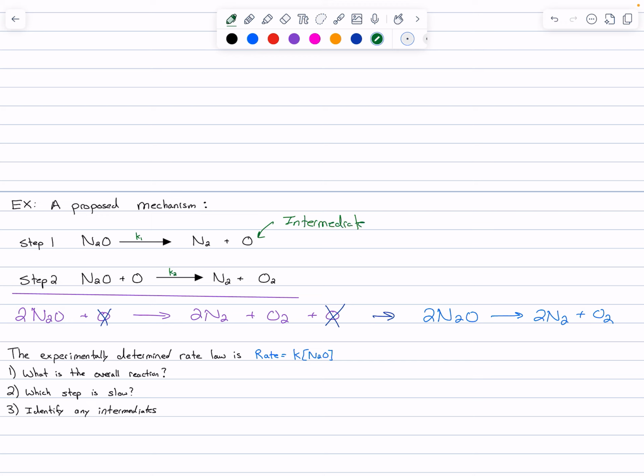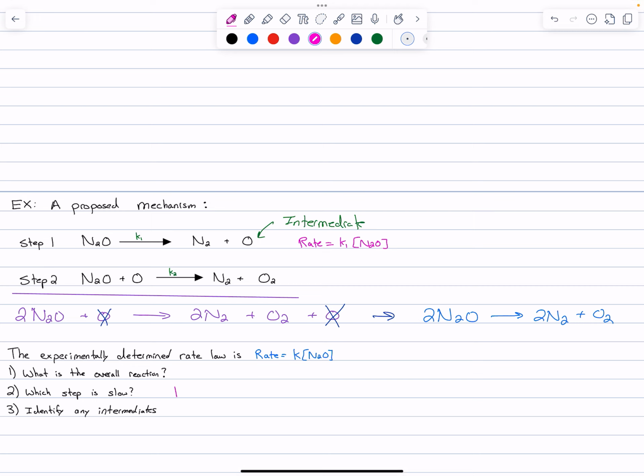And that's actually question number 3. If you look, the intermediate is produced in step 1, and then it's consumed in step 2. So that's the intermediate. This would be the overall reaction. Which step is slow? Well, the rate law comes from the slow step. So if we write the rate law of each of these, step 1 we write as k1 times the concentration of N2O, which matches our rate law. So the slow step would be step 1.